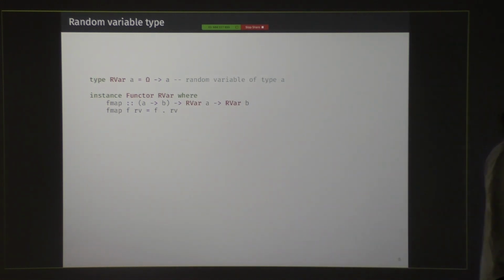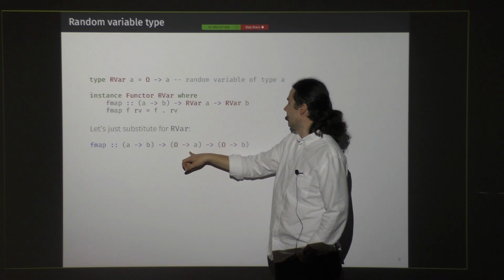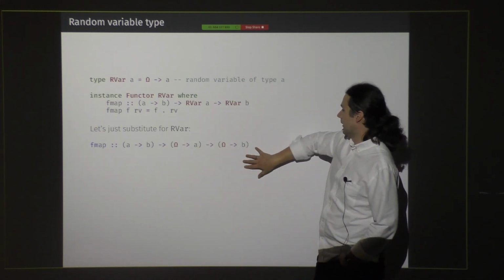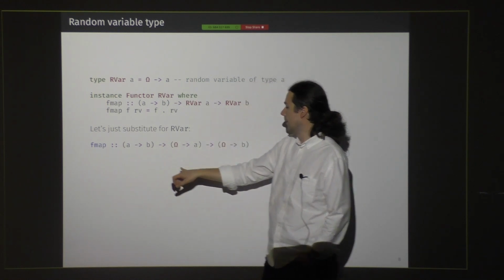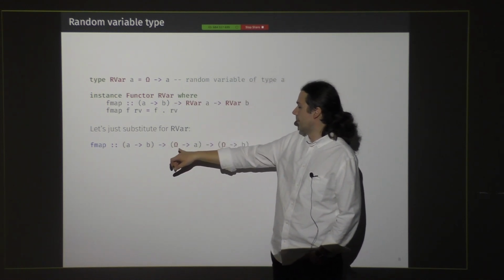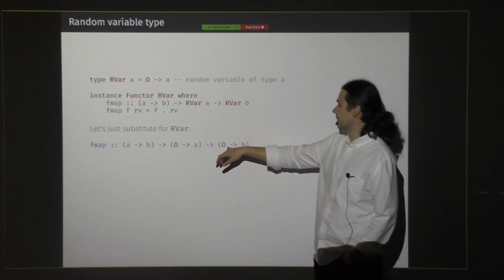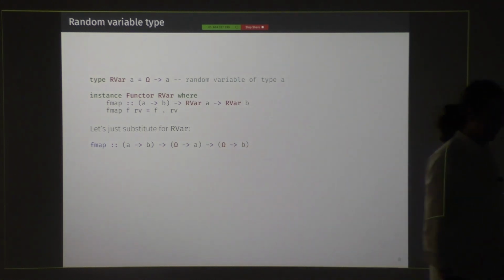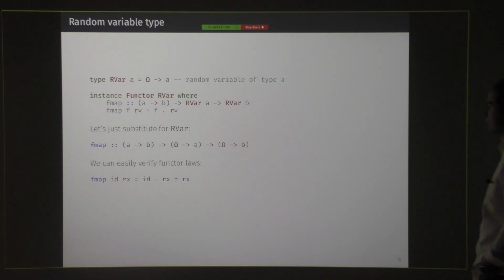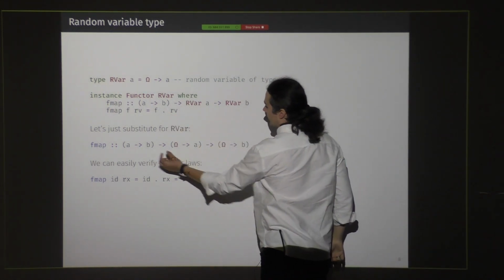And why? It's very clear if we substitute for rvar the actual type. So rvar is supposed to be this. So we need to implement a function like that. We take a function from A to B. We take a value which is a function from omega to A. We need to produce a value which is a function from omega to B. So there is only one way to do it. Quite obvious. We need to compose it in that way.